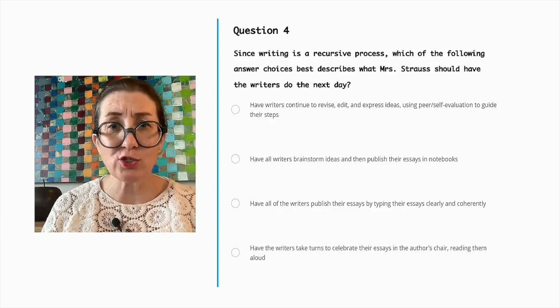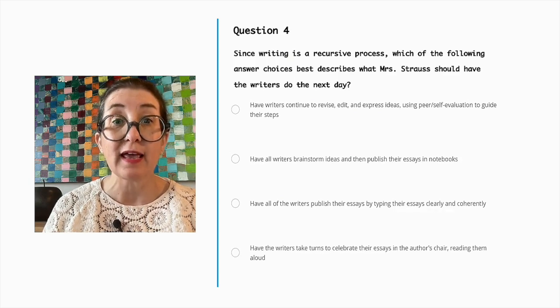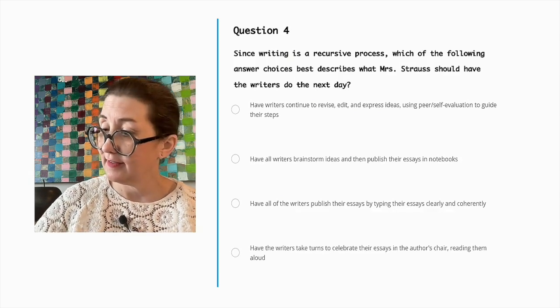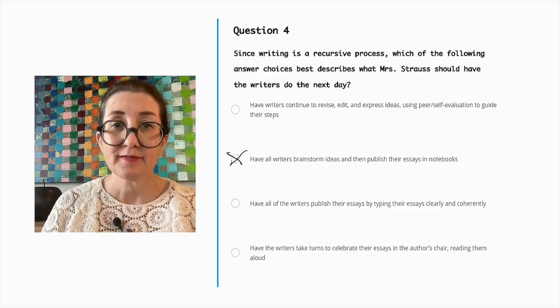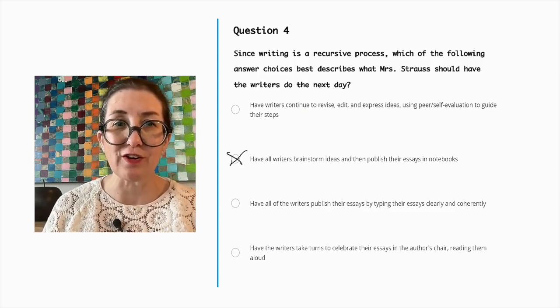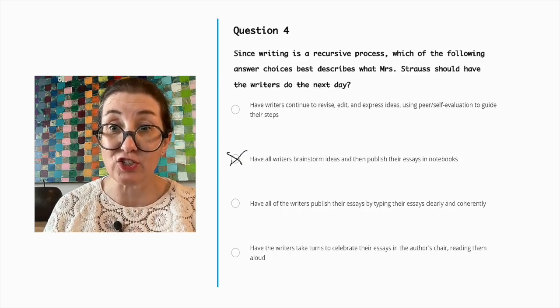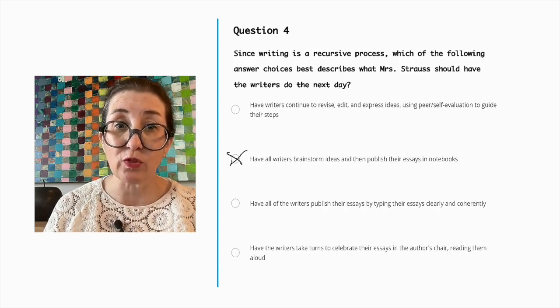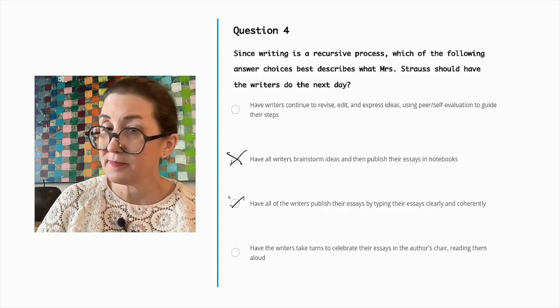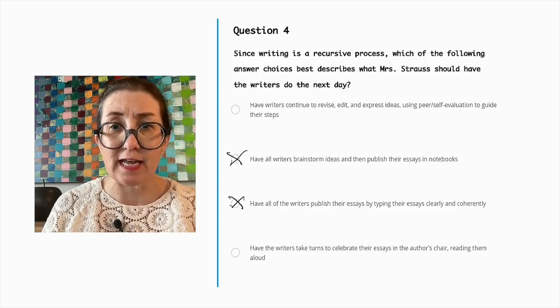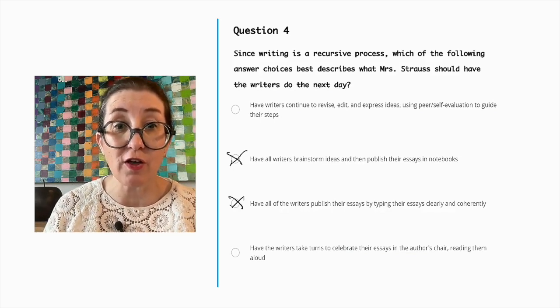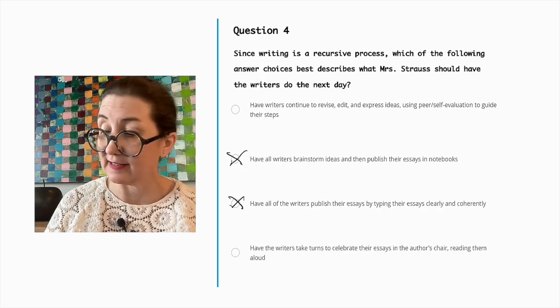Having all writers brainstorm ideas and then publish their essays in notebooks overlooks the ongoing iterative nature of writing. Having all writers publish their essays by typing them assumes they are all ready for final publication, which is not consistent with a recursive process. Having the writers take turns to celebrate their essays in the author's chair is a valuable activity, but does not address the ongoing need for revision and editing.